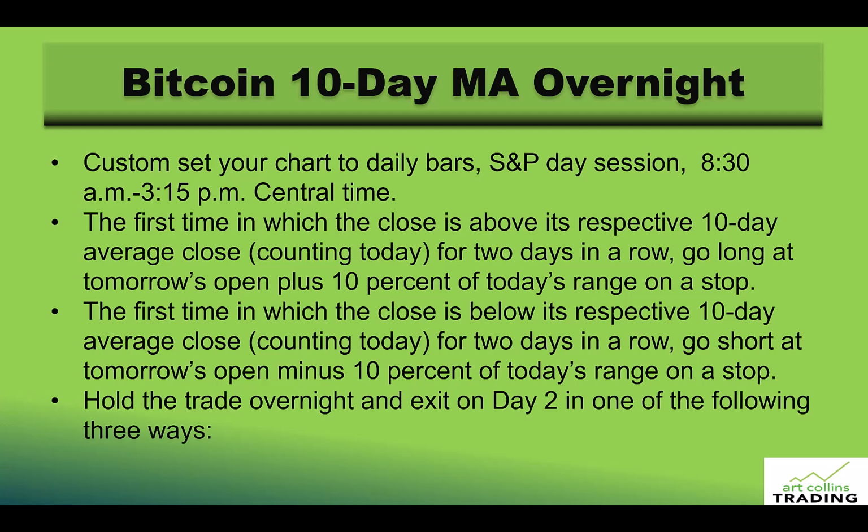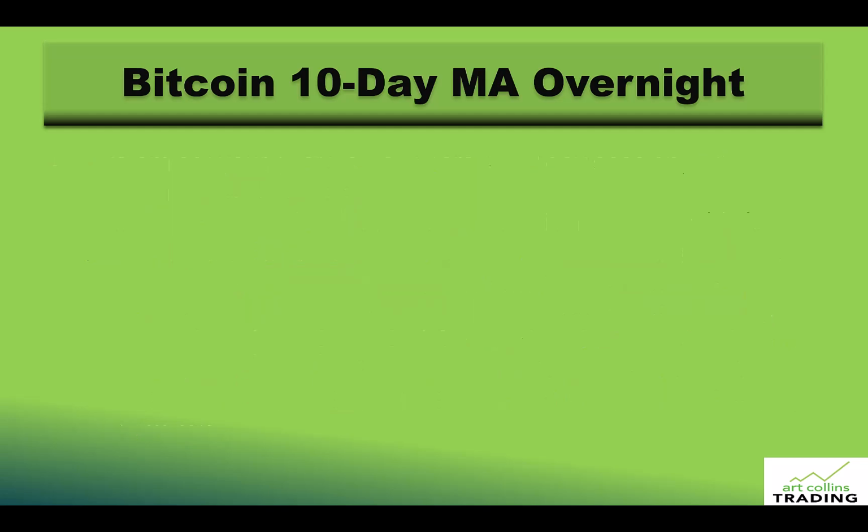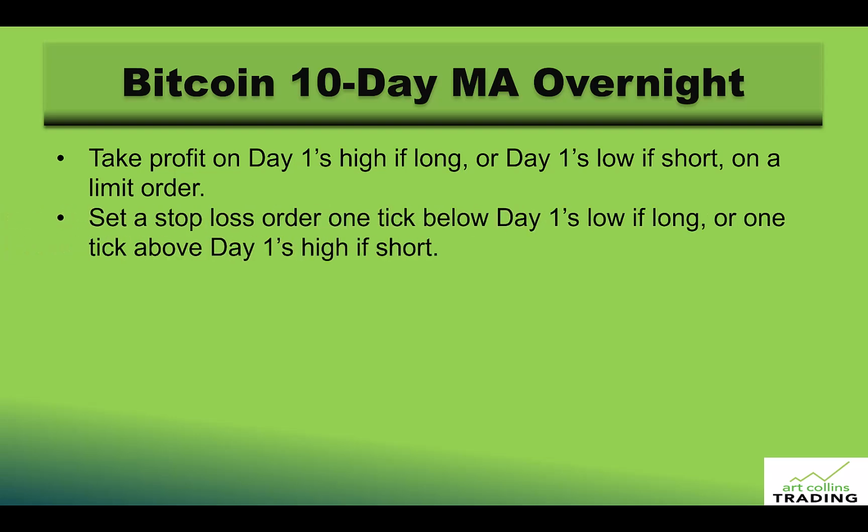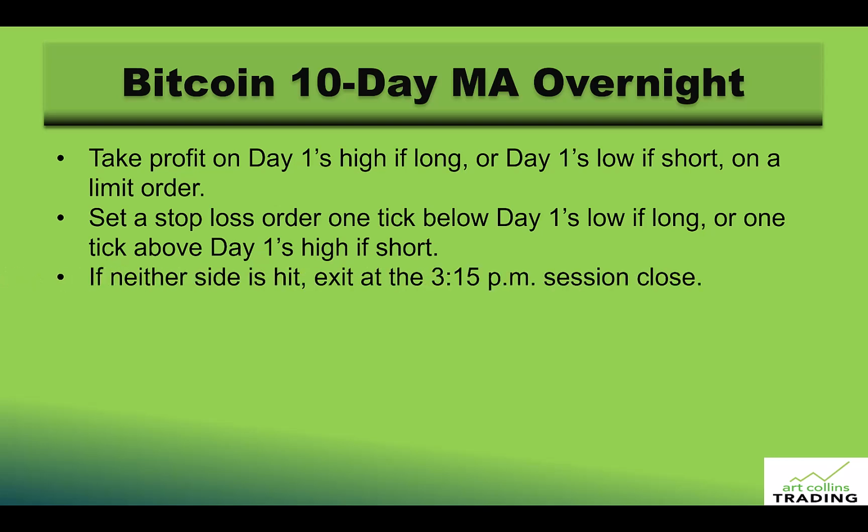Hold the trade overnight and exit on day 2 in one of the following 3 ways. You've seen this technique before in several of my systems. We're looking to exit at day 1's best price, day 1's high if we're long, day 1's low if we're short, on a limit order. We're setting a stop on day 2, 1 tick below day 1's low if we're long, or 1 tick above day 1's high if we're short. And if neither side is hit, we're exiting at the 3:15 p.m. session close.